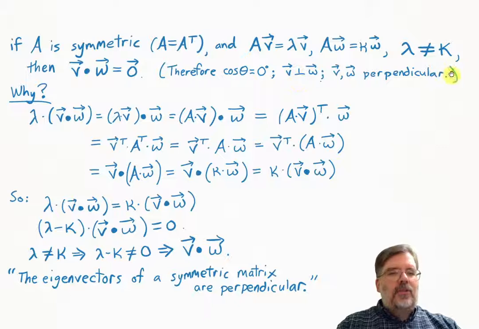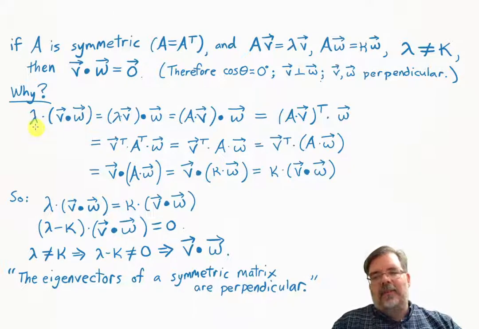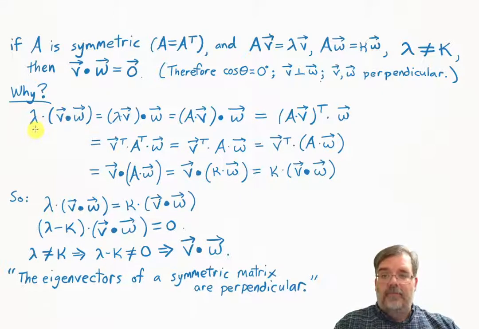Now, why is this true? Why do symmetric matrices have perpendicular eigenvectors? Now we get to use all of those observations. Right, so let's say we just happen to multiply the dot product times this eigenvalue lambda. Well, I can pull that eigenvalue through and multiply it by one of the eigenvectors, right? So lambda times the quantity v dot w is also equal to lambda v dot w.